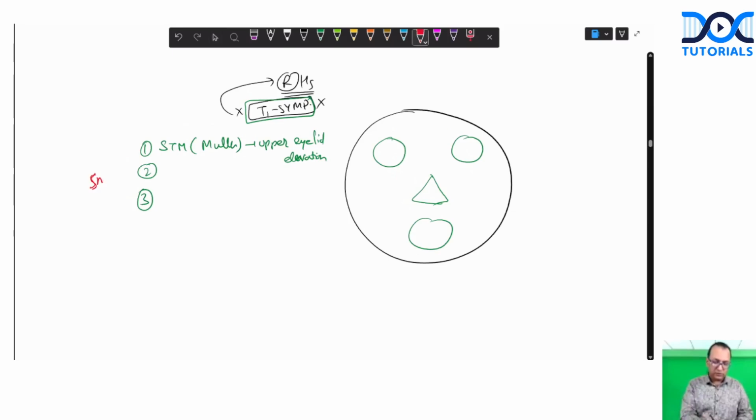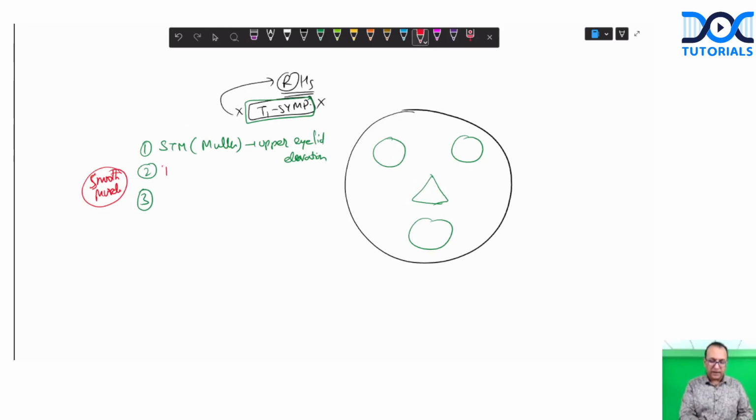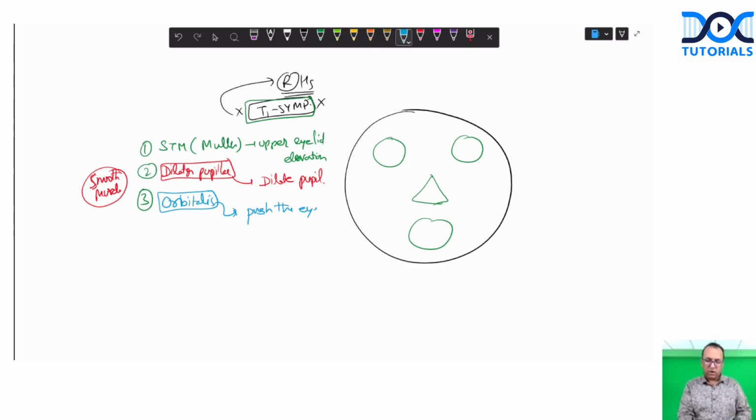Okay, so we are talking about smooth muscles here. Yes, smooth muscles. Can we know about any other smooth muscle? Yes, dilator pupillae. What is the function of dilator pupillae? The name is telling it will dilate the pupil. What is the third muscle we can talk about? It is the orbitalis muscle. Orbitalis muscle is in the orbit. What is it doing? It'll push the eyeball out of the socket.